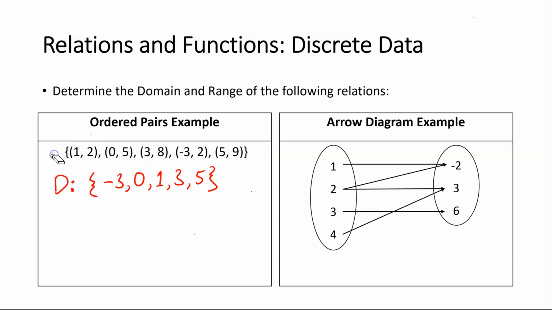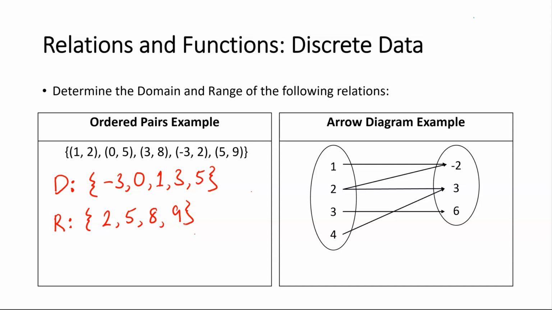The range is going to be your dependent variable, the output, the right side. So the range we'll list in curly brackets again, and it's going to be your 2, 5, 8, 2, and 9. 2 is shown twice, but we only have to list it once when we list out our range, and again, we do it in numerical order. From least to greatest, that'd be 2, 5, 8, and then 9. So that's your domain, all the possibilities of your input variable. That's the range, all the possibilities of your output variable.